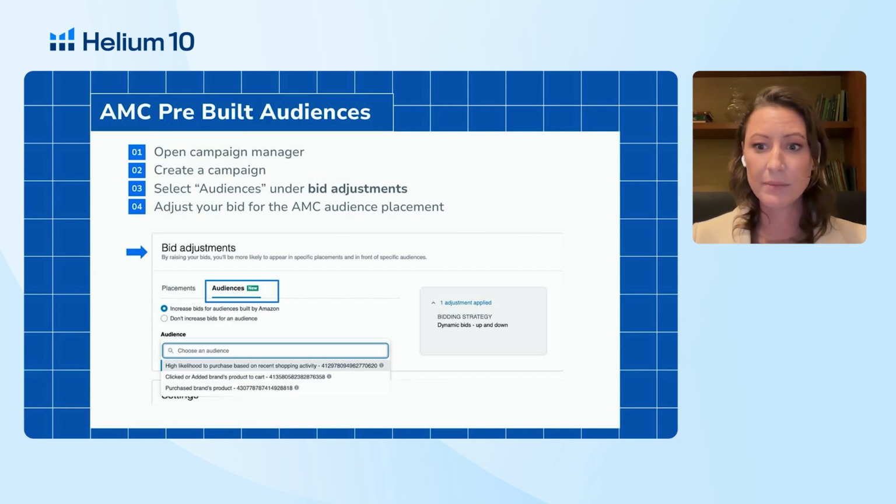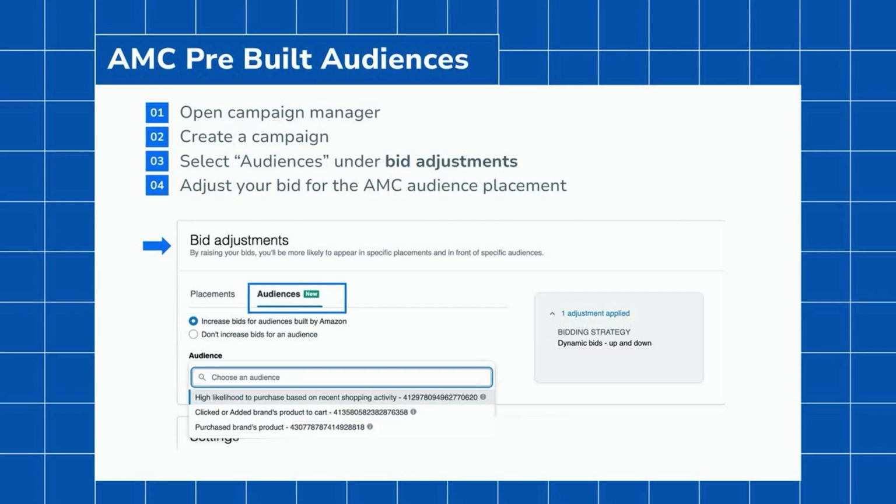That's incredibly valuable. Or you could do purchase to brand product. Let's say you sell supplements and you sold someone a protein and now you want to upsell them with a pre-workout. This is that type of opportunity. All 3 of these are built directly into your ad console. Zero lift, zero work on your end. You just apply them similar to a placement modifier.